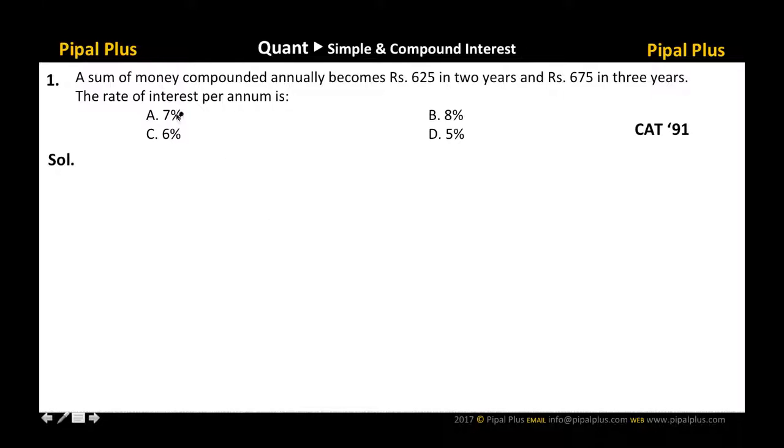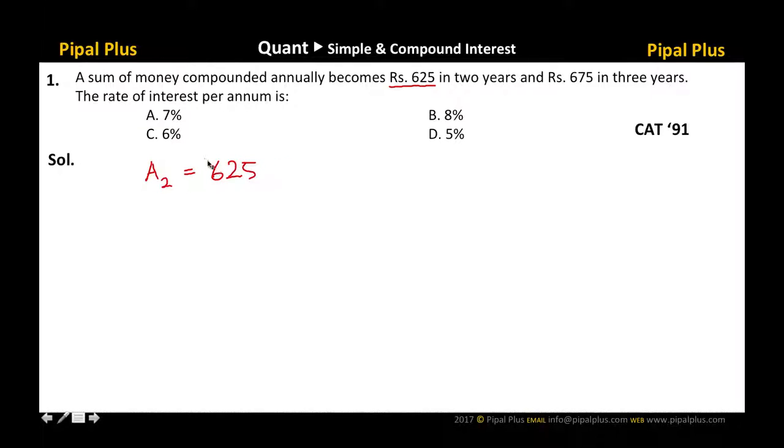Now let's see. Basically what we do not have is the original principal, and what we need to compute is the rate of interest per annum. Based on what is given to us, the money amounts to rupees 625 in 2 years. So that means the amount at the end of 2 years is 625.